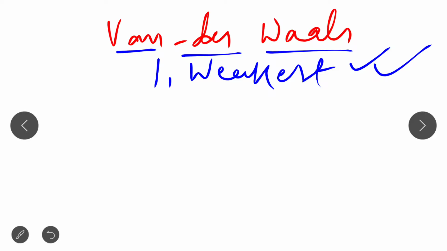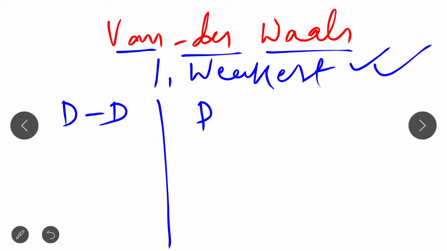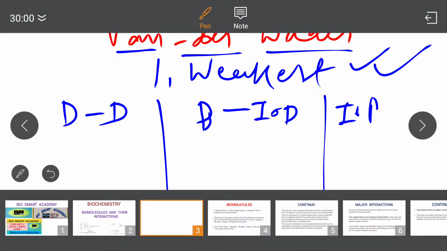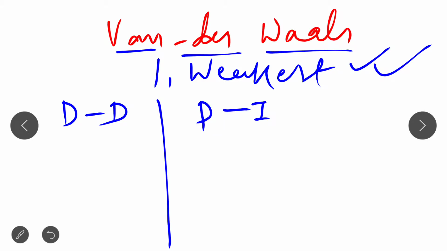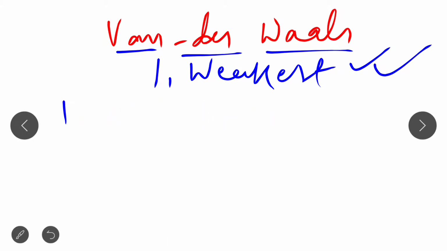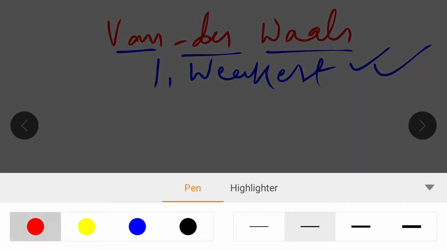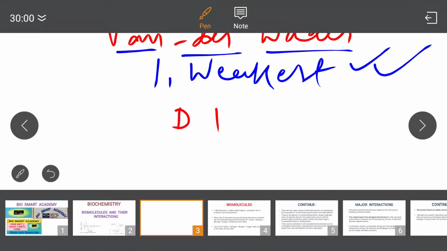Clear? Now van der Waals interaction is of three types. One is dipole-dipole interaction, one is dipole induced dipole interaction, and another one is induced dipole induced dipole interaction. So these are the three types of van der Waals interaction. We look at them one by one. First we look at the dipole interaction. So what is dipole interaction? This is a dipole interaction.